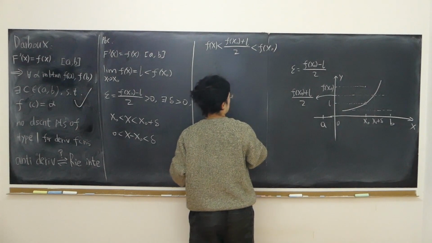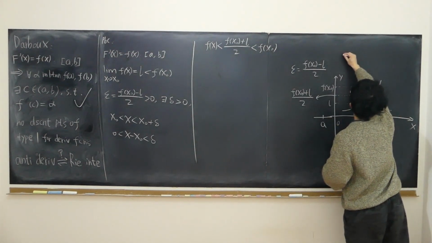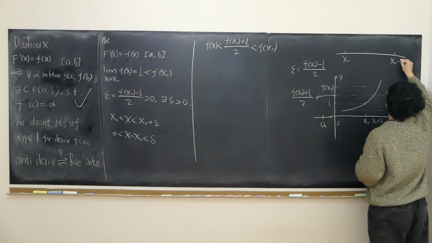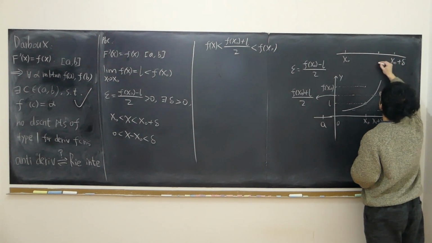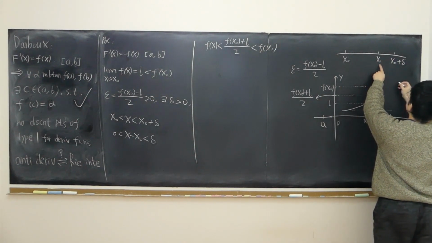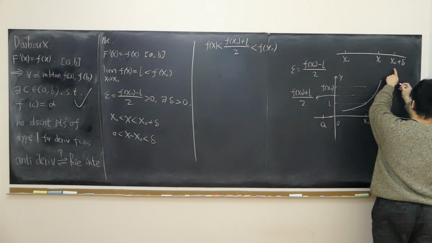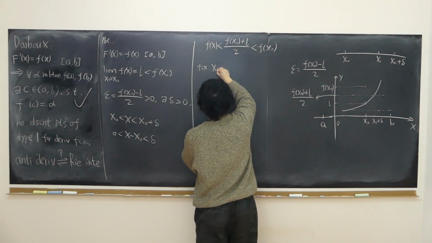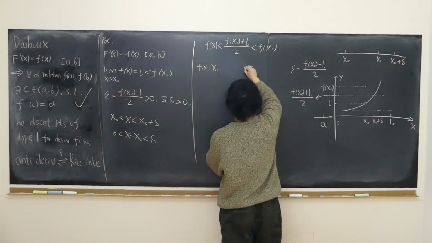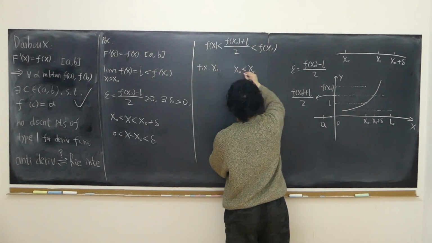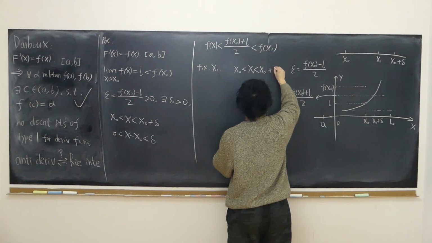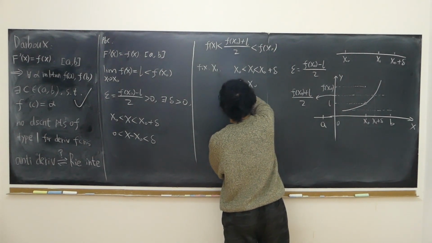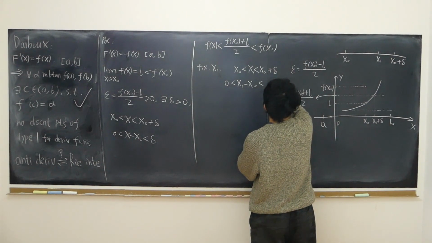So then, for example, here's x0, there is x0 plus delta. I'm going to fix another point, x1, in between x0 and x0 plus delta. Therefore, x1 is strictly larger than x0 and strictly less than x0 plus delta. In other words, x1 minus x0 is strictly larger than 0 but strictly less than delta.